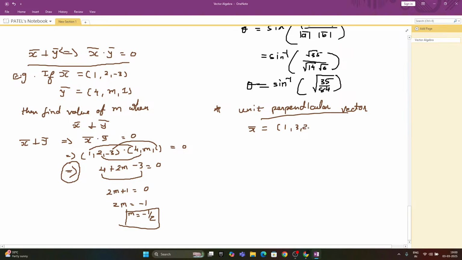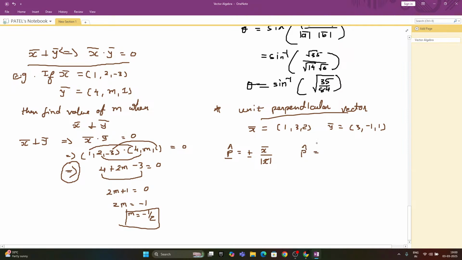that x bar is 1, 3, 2, and y bar is 3, minus 1, 1. For the unit perpendicular vector, we have two formulas. If we have only one vector and they ask to find the unit perpendicular vector, which is called p hat, we have the formula x bar plus or minus x bar mod of x bar.